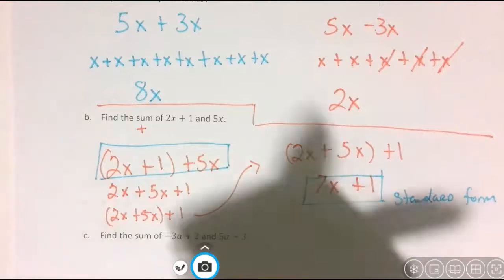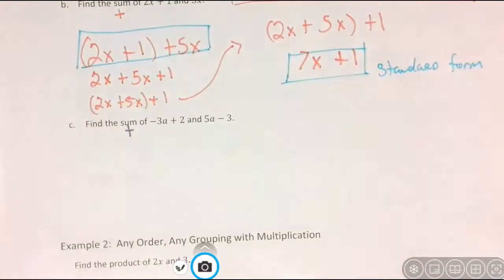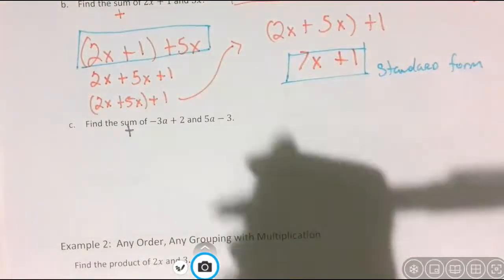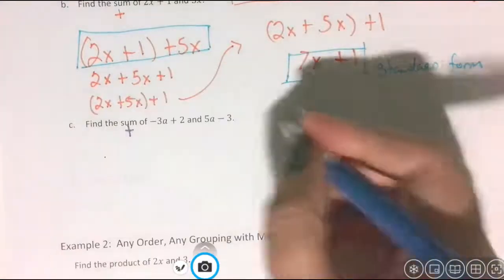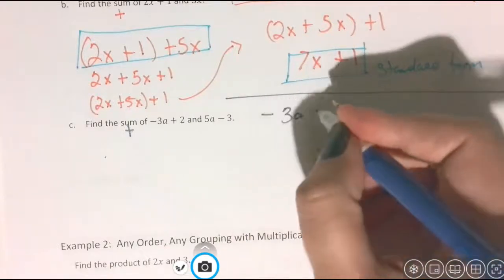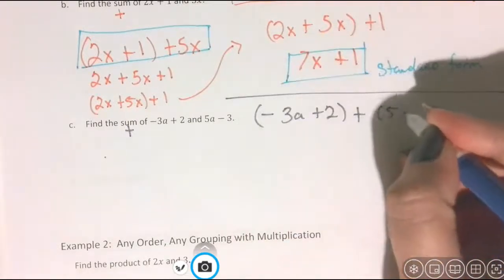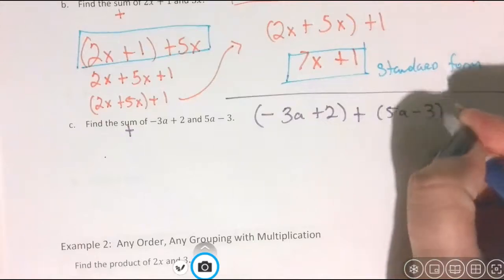Find the sum, so again an answer to an addition problem, of negative 3a plus 2 and 5a minus 3. So I think I'll write it over here to have a little more room. Negative 3a plus 2 and 5a minus 3.